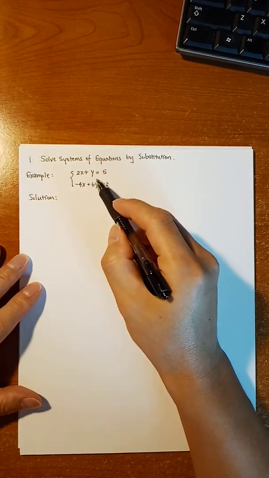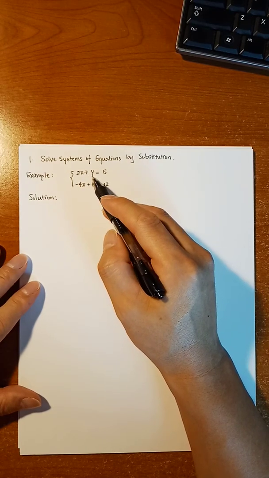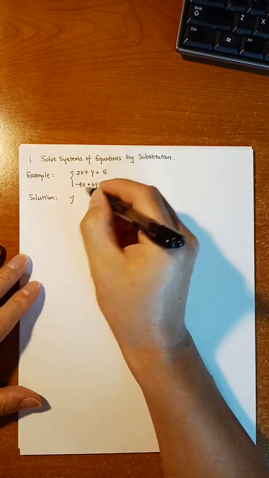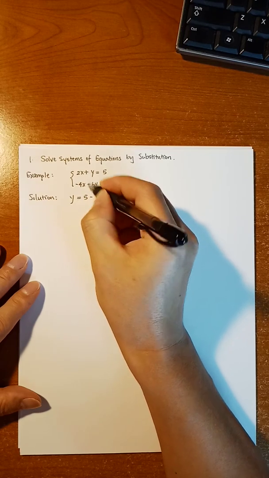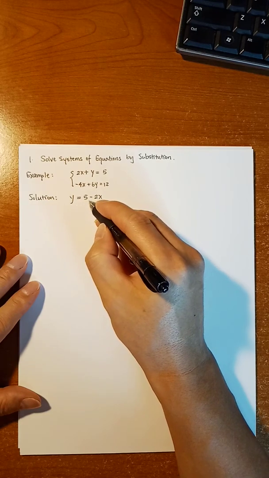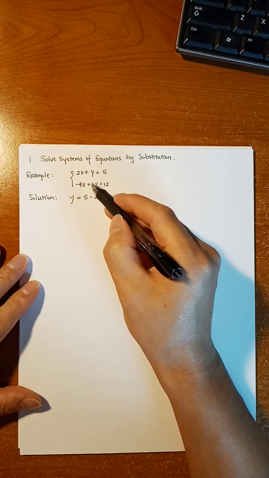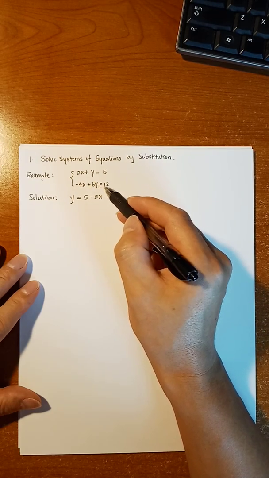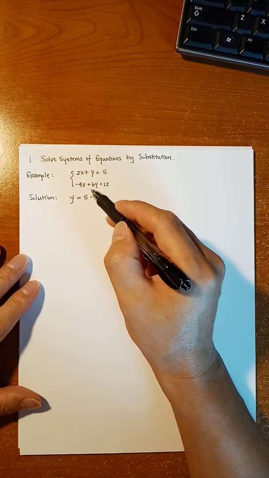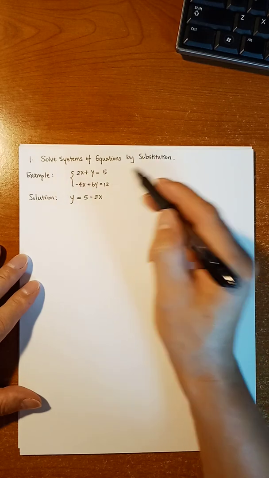So the first equation relates x and y. Our strategy is the following. From the first equation, we solve y in terms of x, which means we're going to move 2x to the right side. It becomes y equal to 5 minus 2x. And then, since they form a system, this y is the same as the y in the second equation. So we substitute y by 5 minus 2x in the second equation.